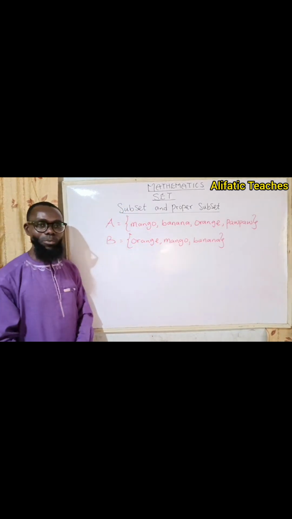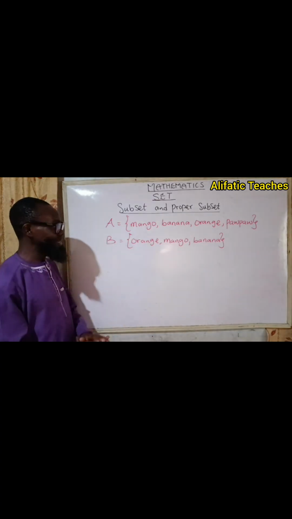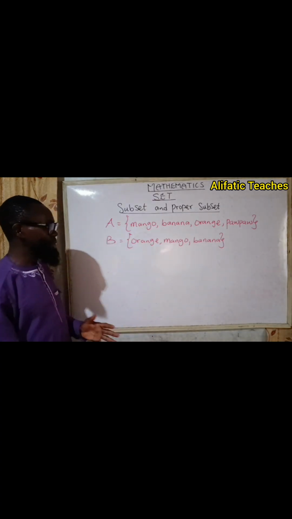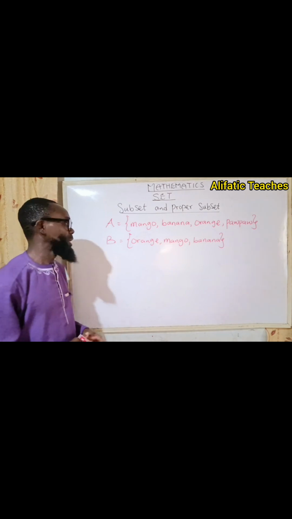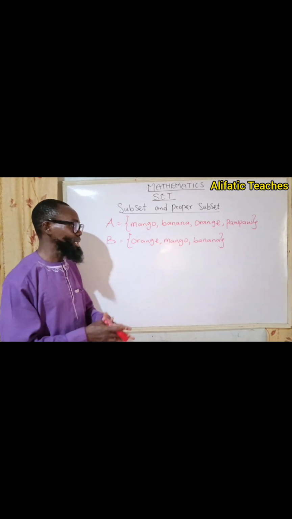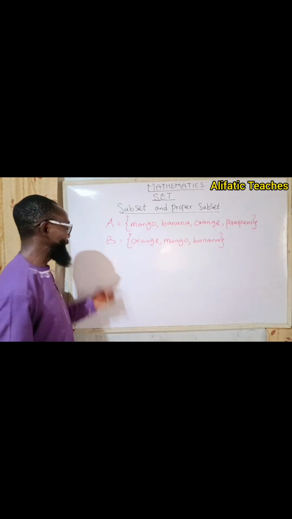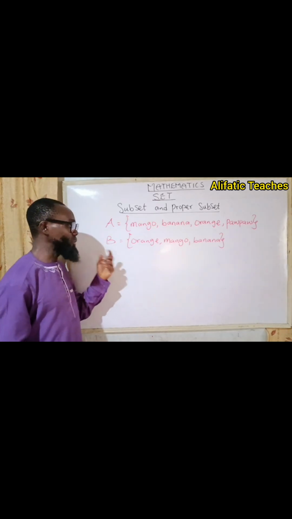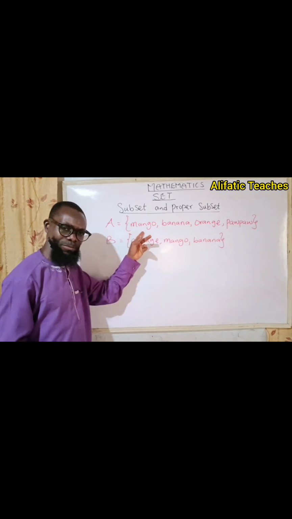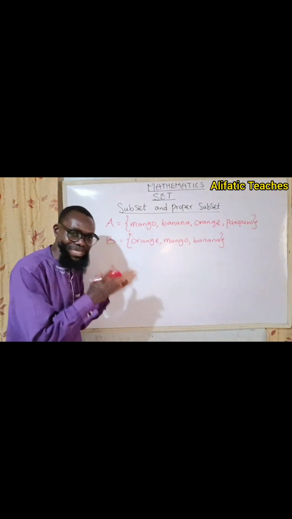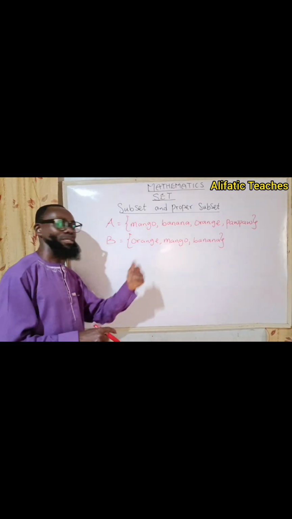Looking at these two examples on the board, we have set A: mango, banana, orange, and pawpaw, while set B: orange, mango, banana. When we look at this, B contains some elements that are also in A, while A contains all the elements in B.